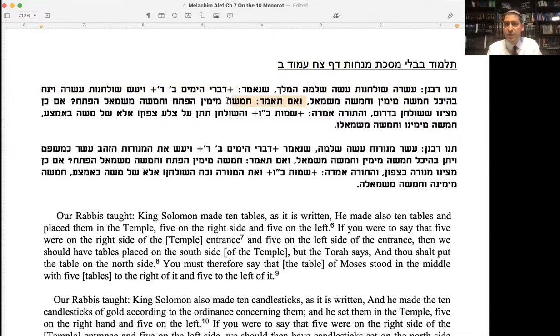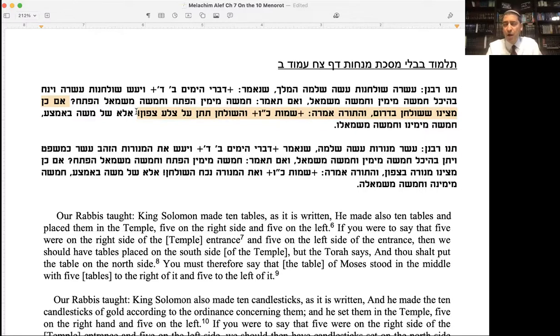V'im tomar, if you'll say that it's chamisham yamin apetach v'chamisham mismol apetach, you want to tell me 5 on one side of the door and 5 on the other side of the door? That's not going to work. Im kain matzina shulchan bedarim v'torah amra v'shulchan titen al tzelat tzafon. The shulchan has to be on the north side.